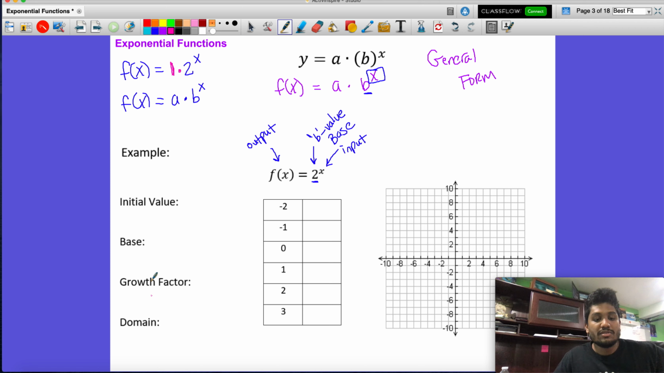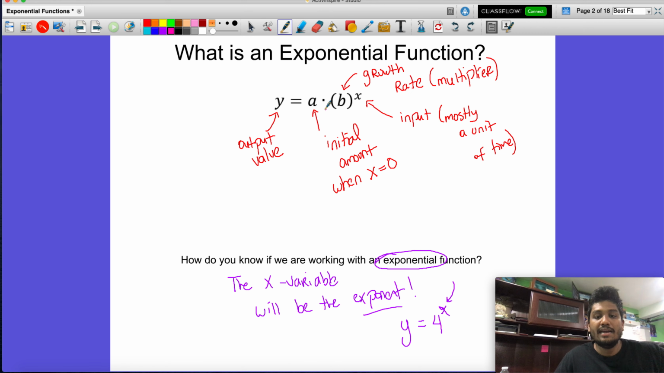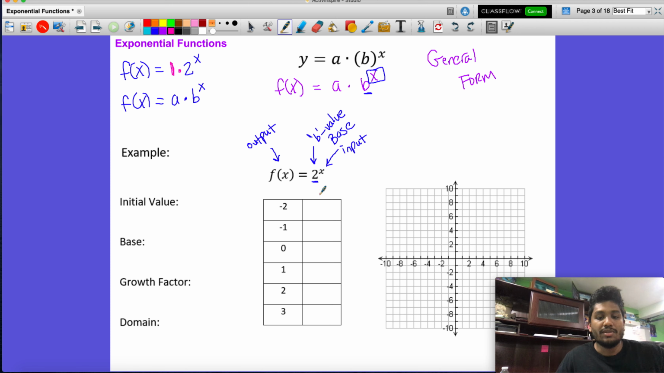Okay, so now to go through some of these things here, the initial value is always going to be our a. If I just go back really quickly to the slide, our a is going to be the initial amount when x is 0, but always remember that this is going to be your initial value. So this is going to be 1. Our base is our b, b for base. This would be 2. We also have our growth factor here. This is also going to be 2. And we'll talk about domain and other things later.